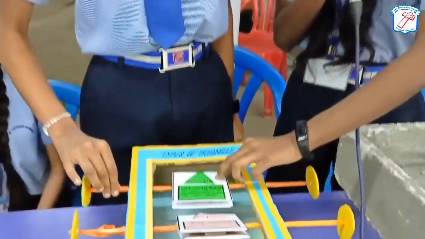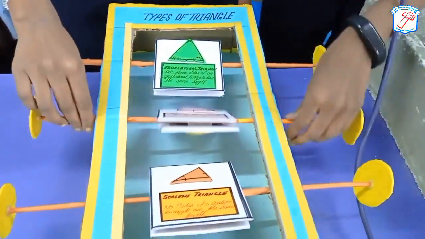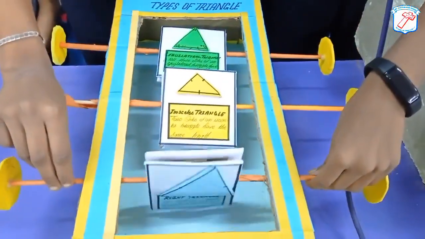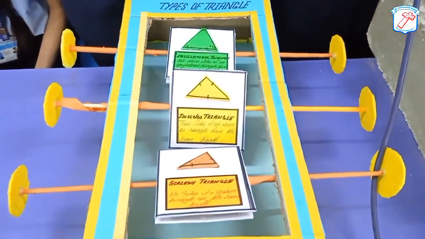Types based on size. Equilateral triangle, all 3 sides are equal. Isosceles triangle, 2 sides are equal. Scalene triangle, all sides are different in length. Thank you.